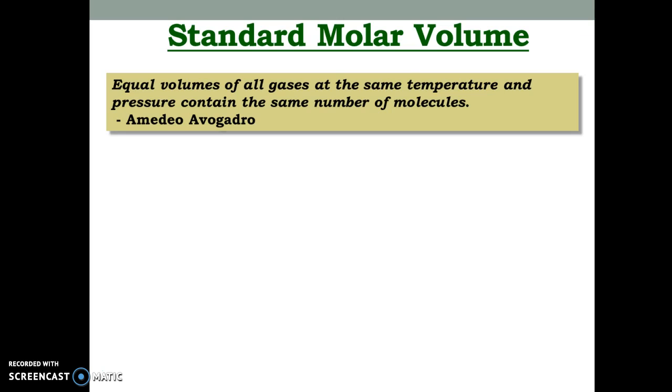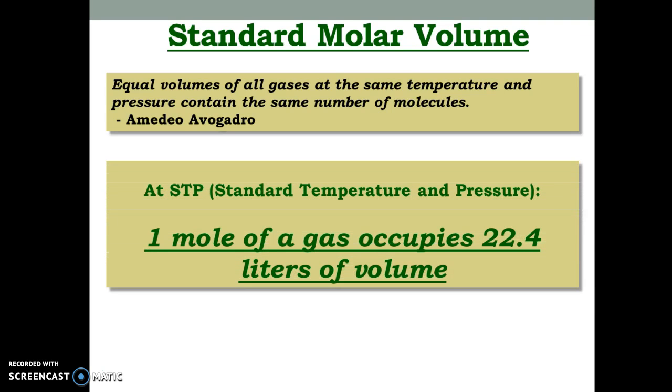He said that equal volumes of all gases at the same temperature and pressure contain the same number of molecules. What this is saying is the identity of the particle doesn't matter, just how many of them you have. If you have a certain number of gas particles, no matter what they are, you have a certain volume. But this is also dependent on temperature and pressure. They found that at standard temperature and pressure, which is 273 kelvins and 1 atmosphere pressure, we're going to write that down in just a minute.